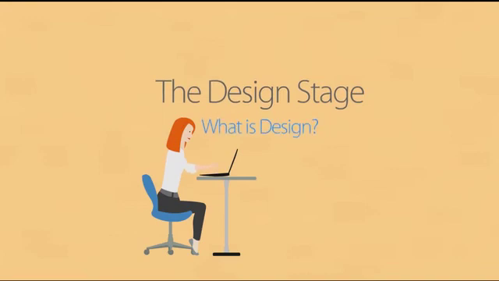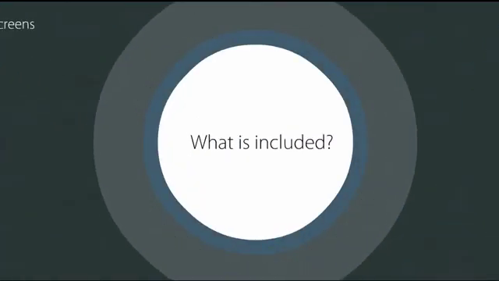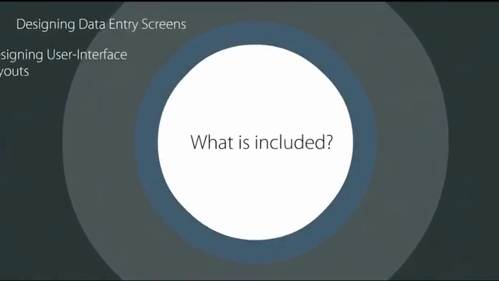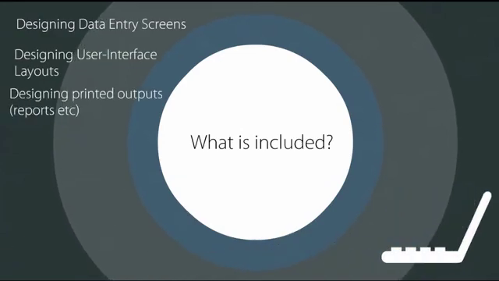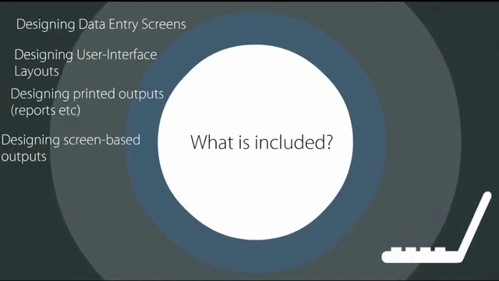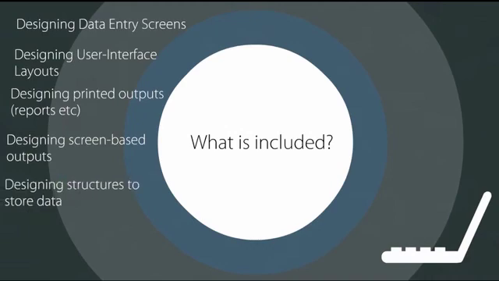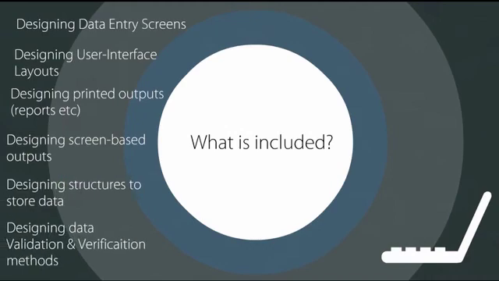Once there is a clear list of requirements for the new system, it is time to design or plan how it will look and work. Every part of the system is carefully designed and tasks include designing data entry screens, designing user interface layouts, designing printed outputs, designing screen-based outputs, designing structures to store data, and designing data validation and verification methods.